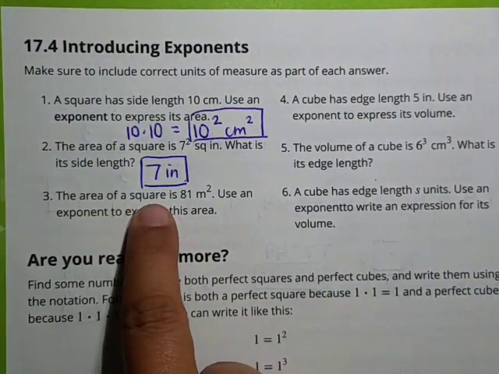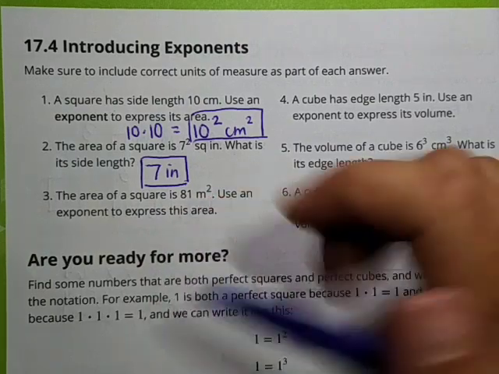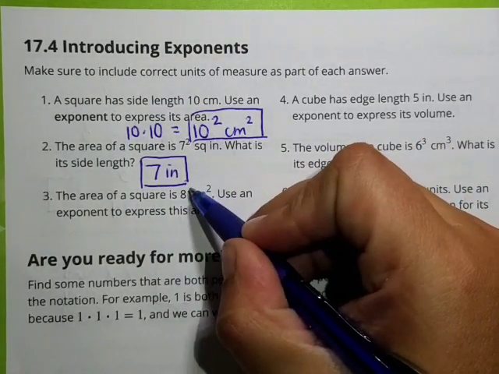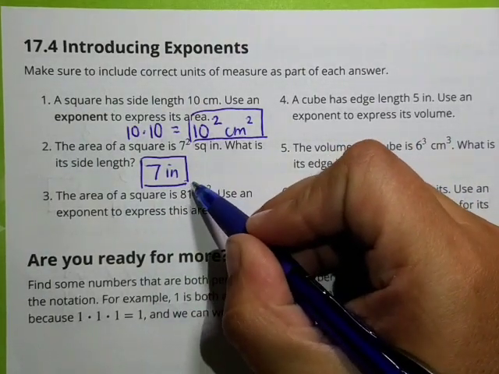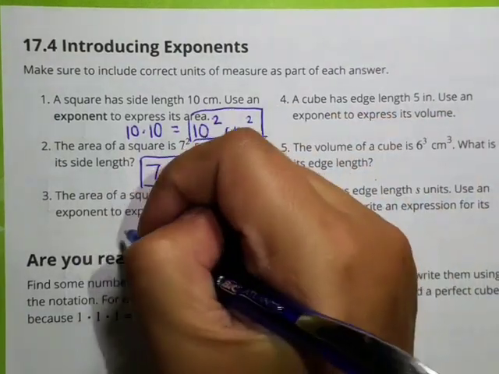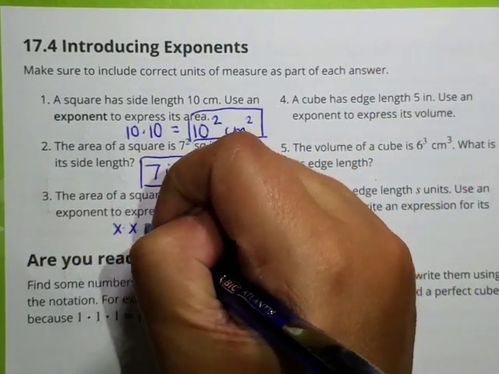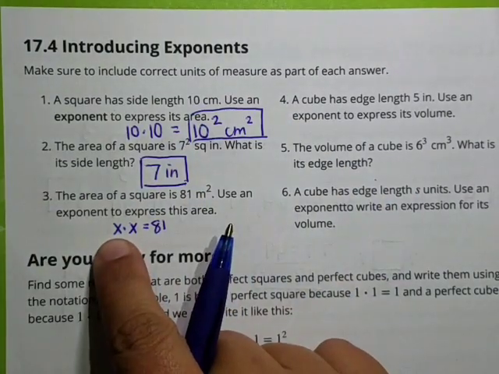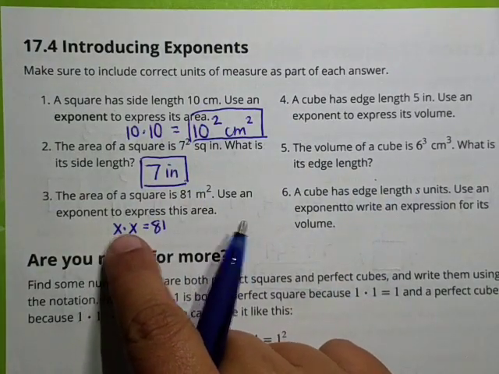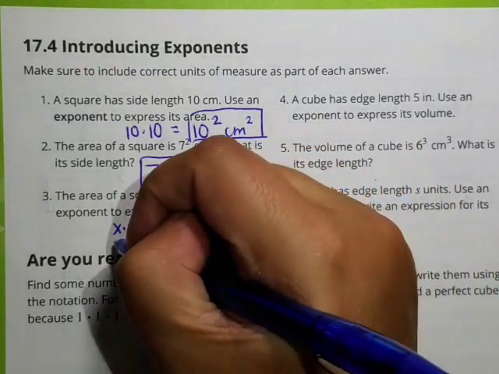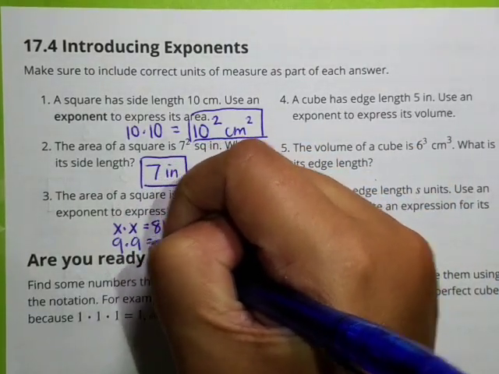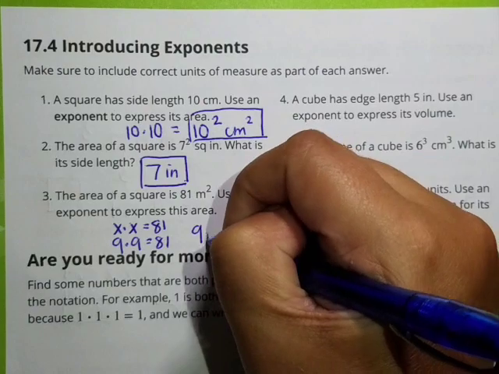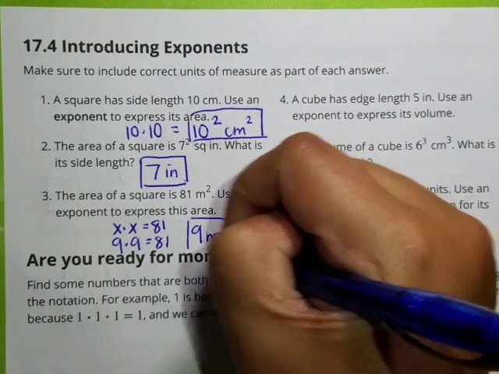The area of a square is 81 meters squared. So notice how there's not the 2 there. The 81 is the area. So what times what gets you 81? And I'm using x as a variable, not multiplication. So x times x is 81. So what number is that? 9. So 9 meters is my answer.